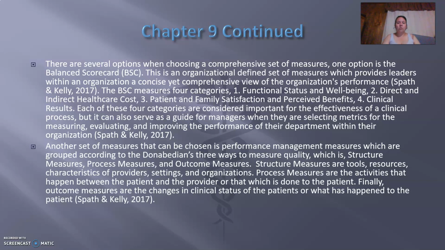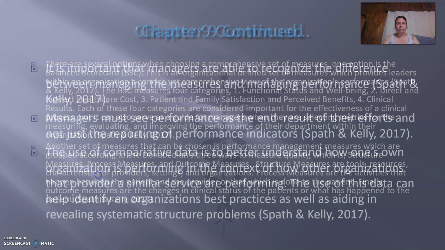Structure measures are tools, resources, and characteristics of providers, settings, and organizations. Process measures are the activities that happen between the patient and the provider, or what is done to the patient. And finally, outcome measures are the change in clinical status of the patient, or what has happened to the patient.